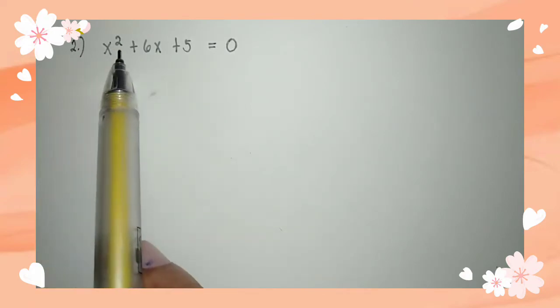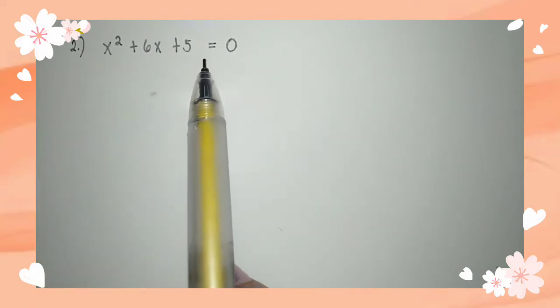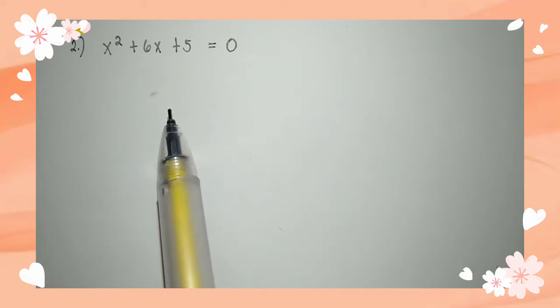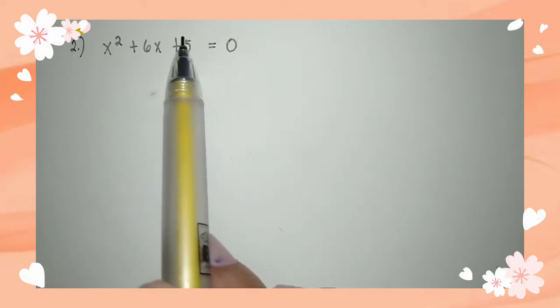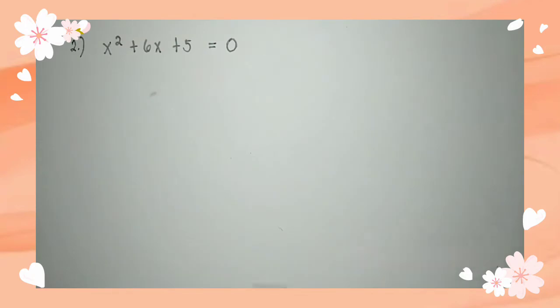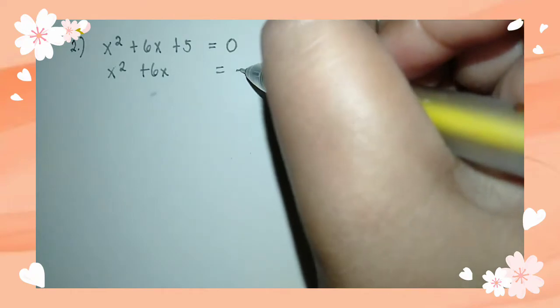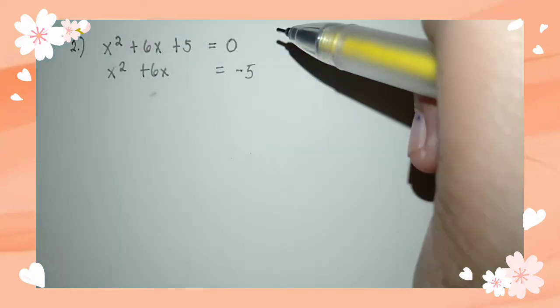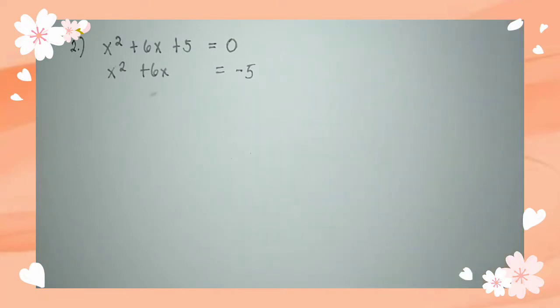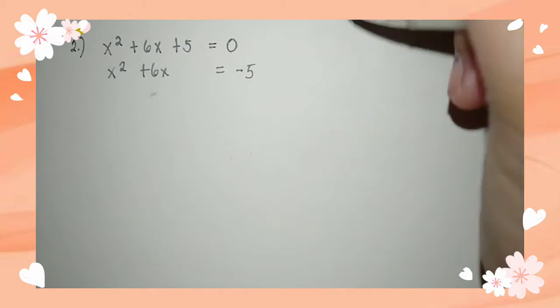We have x squared plus 6x plus 5 is equal to 0. So, first thing to do is to transpose our constant term to the other side. Okay? So, we have x squared plus 6x and leave it a blank equal to positive 5 becomes negative 5. Yes, when we transpose to the other side, we're going to change the sign always. Okay? So, next thing to do is to use our formula.